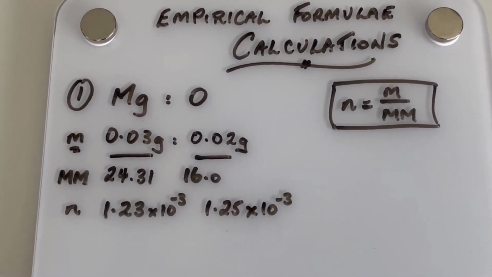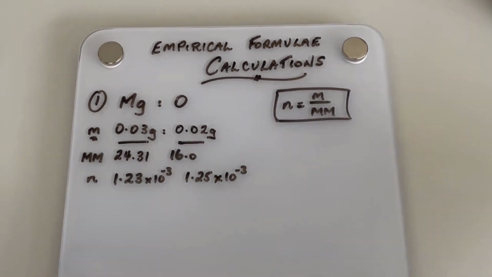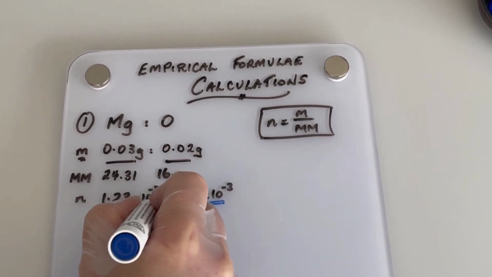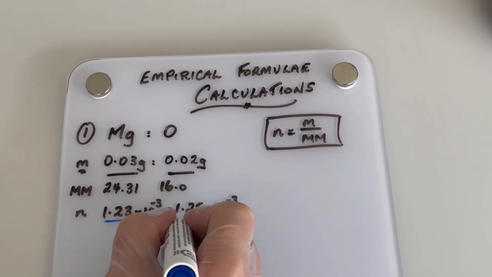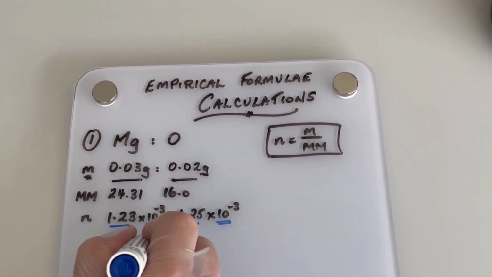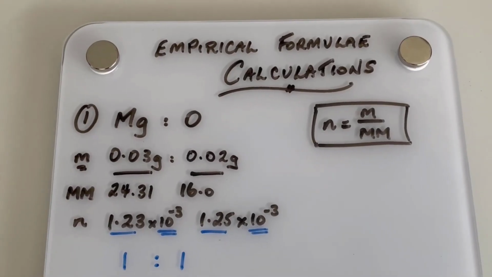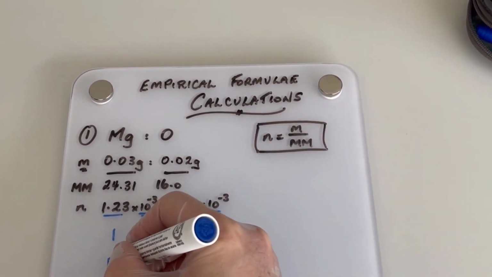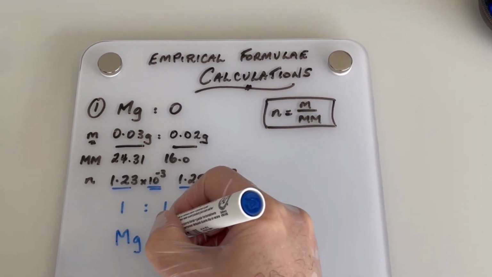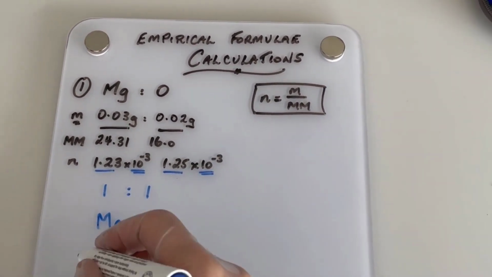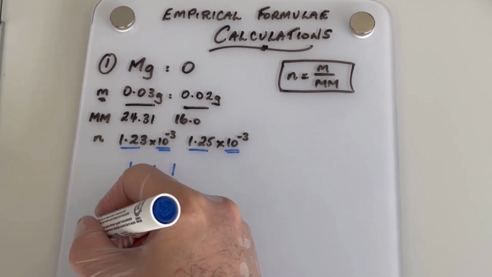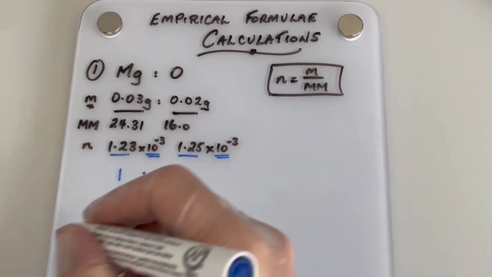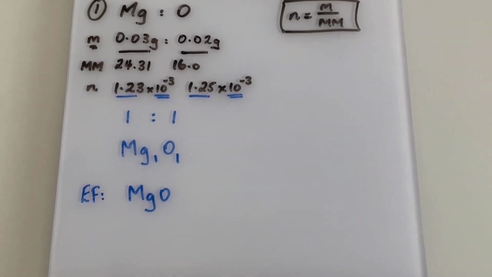Now, hopefully you can see, given that I have basically the same order of magnitude for both of these, that the ratio is very, very close to 1 to 1. That would mean my empirical formula for magnesium oxide would be Mg1O1, or more simply, MgO.